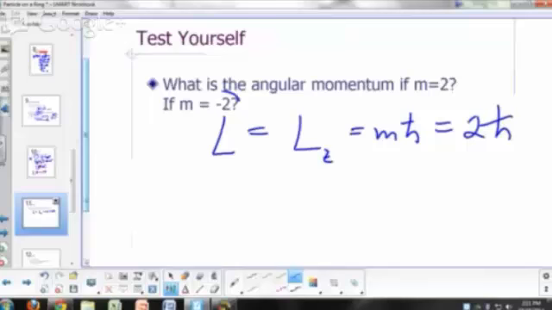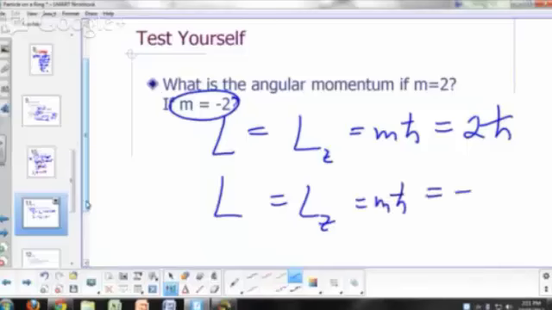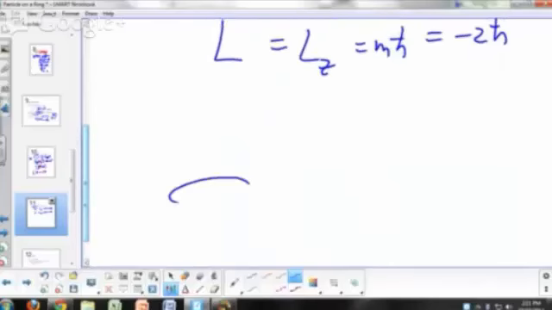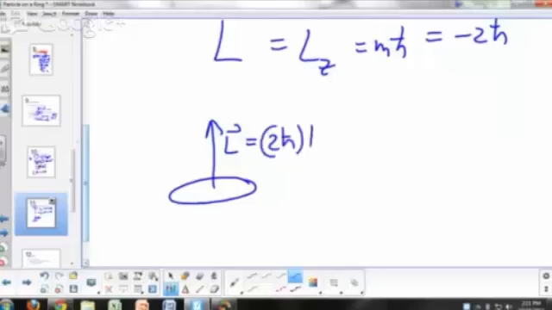What's your L if m equals -2? It's -2ħ. So what do these vectors look like? If this is your xy plane, the magnitude of this vector L right here is equal to 2ħ, and k hat is the unit vector along the z-axis. The magnitude is 2ħ. So this is for m equals 2.